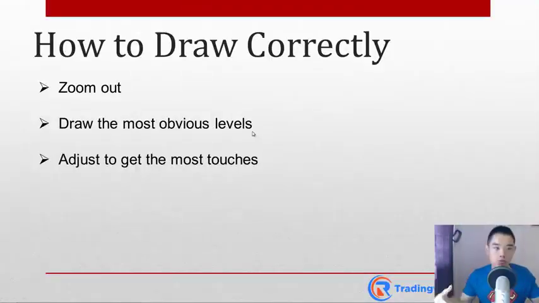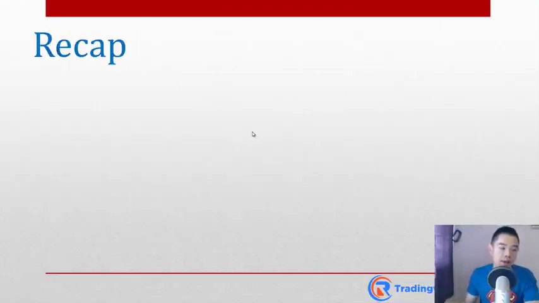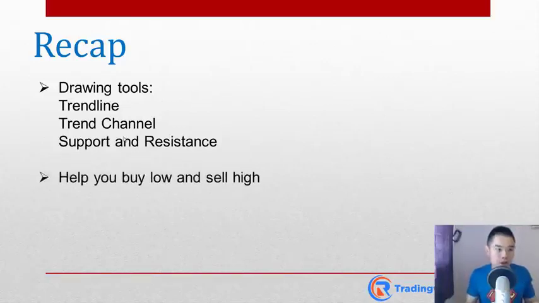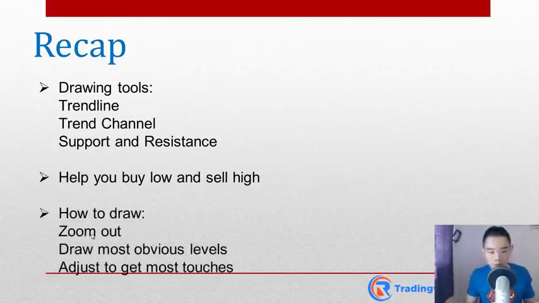Now that you know how to draw your levels correctly, let's do a quick recap. Number 1, drawing tools: you can draw things like trend line, trend channel, support and resistance. Those are drawing tools that you can draw on your charts. They help you identify what is low and what is high, so you can buy low and sell high in the markets. How to draw? Just zoom out your charts, draw the most obvious levels and adjust to get the most number of touches. The concept is the same whether you're drawing support, resistance, trend line, or trend channel.